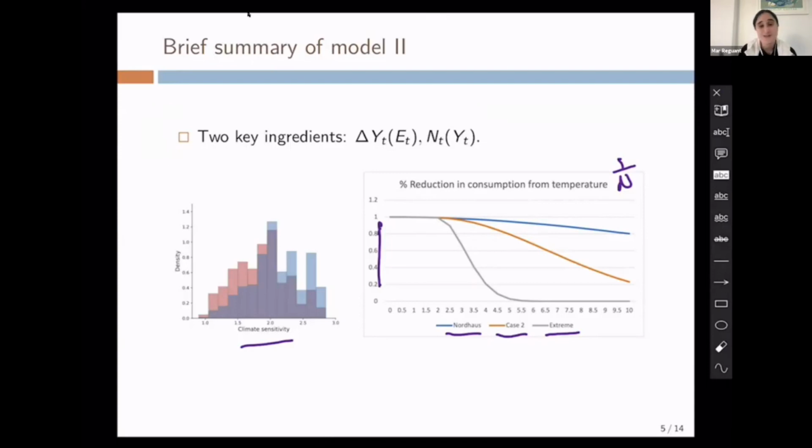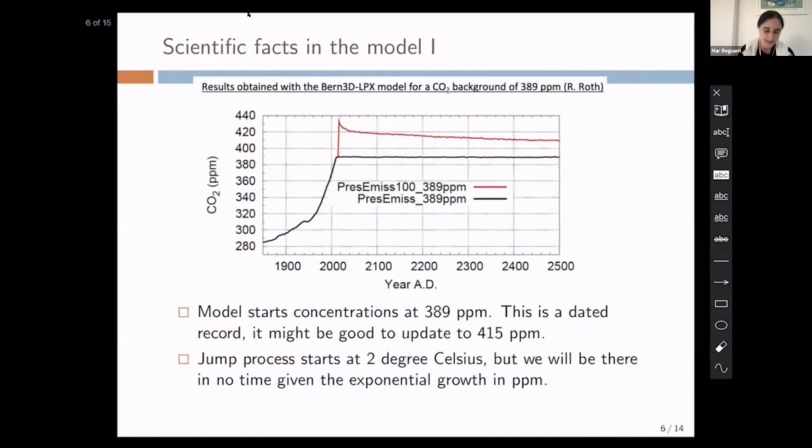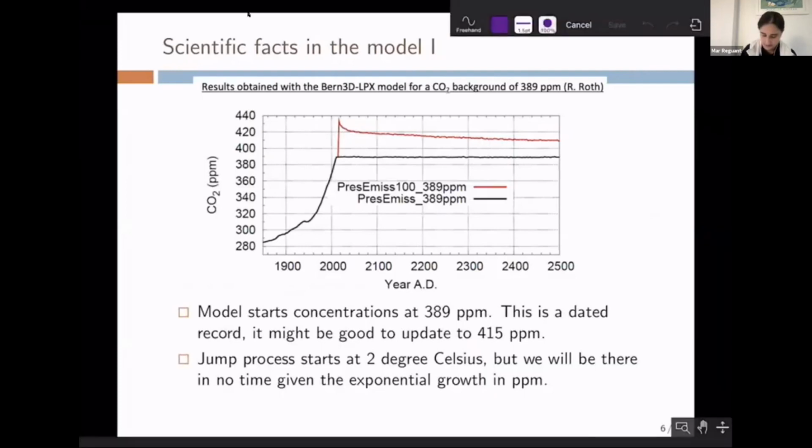So let me now substantiate my claimed criticisms that so far I haven't made explicit. A first criticism is just on the pure calibration of the model. The model starts concentrations at 390 ppm. This is something you probably have seen on the news.